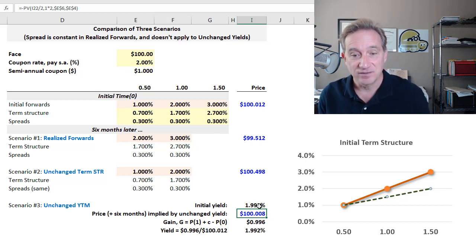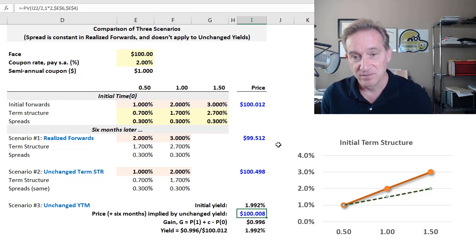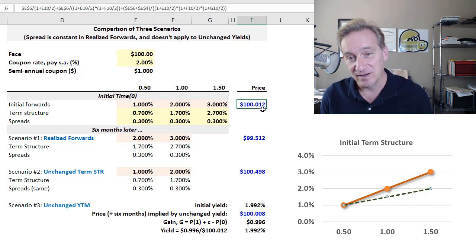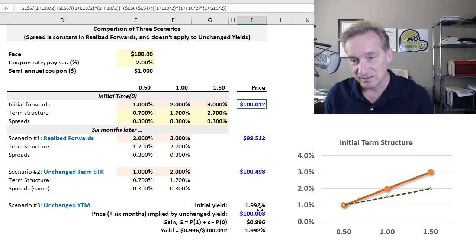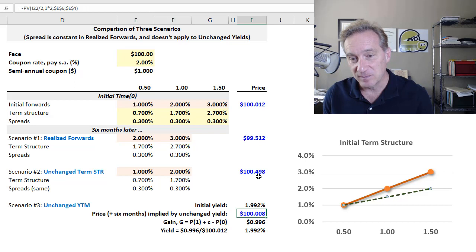And notice, under the unchanged yield, this is the only one of the three scenarios where we have a right to expect the pull to par. That was my previous video. And we do get that, right? This bond here is pricing at a premium. So if the yield doesn't change, we expect it to pull to par. So we expect it to decrease. It does decrease slightly as expected.